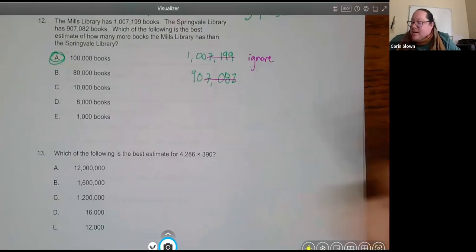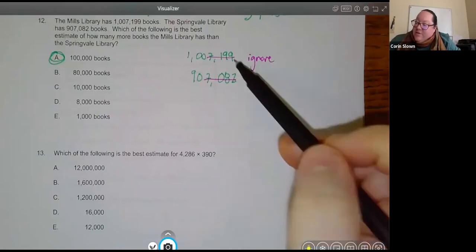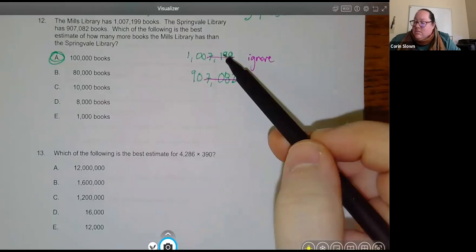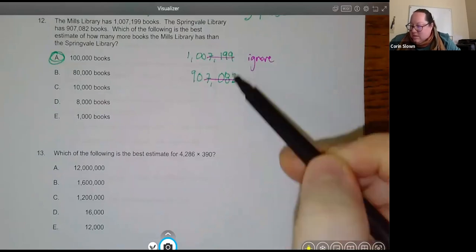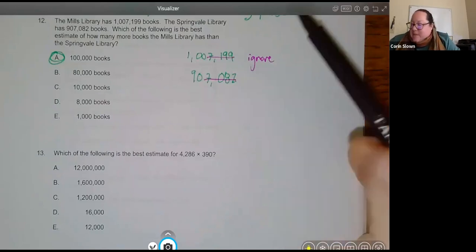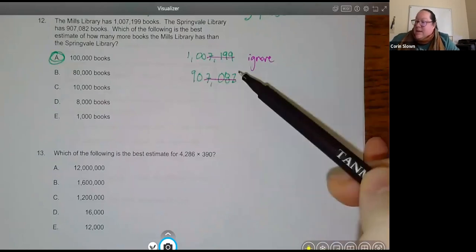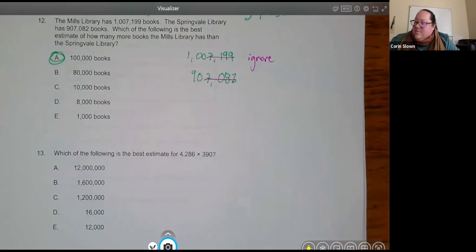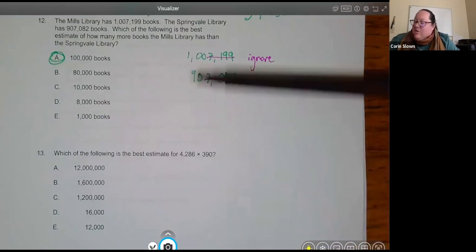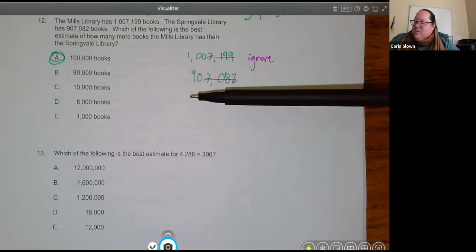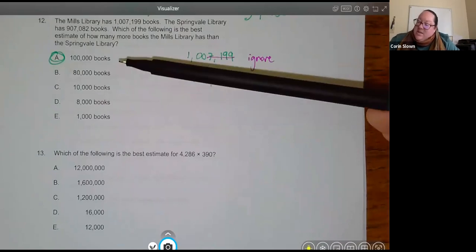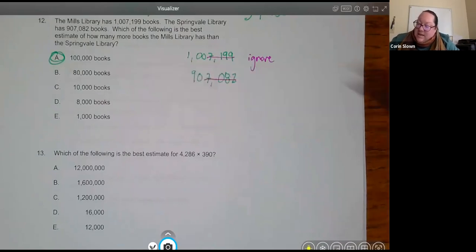And so essentially what I'm saying here is there's not a significant difference between, right, 200 and 100, at least not in terms of an estimate. And because the 7,000 is the same for both, I'm going to ignore those numbers. The biggest difference is between 1,000,000 and 900,000, and so that is 100,000 books. And so in some ways, it's the answers that I'm given that allow me to make this choice.